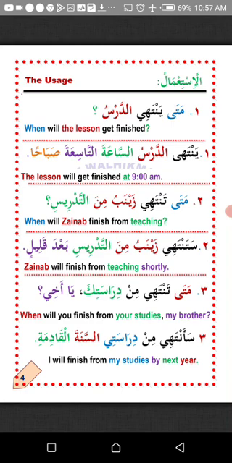Now the answer: ينتهي الدرس الساعة 9 صباحا. ينتهي الدرس, the lesson will get finished, الساعة 9, at 9 o'clock, صباحا, in the morning.